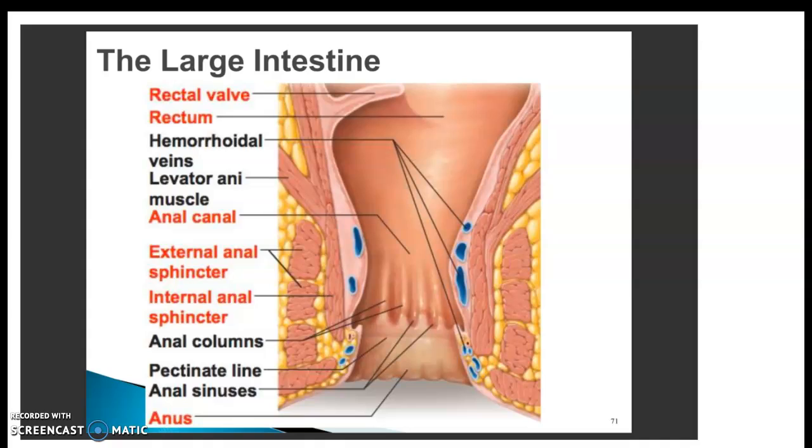The anal canal is connected to the rectum. Its main function is to eliminate and excrete the feces out of the body. That is the end of my presentation of the digestive system.